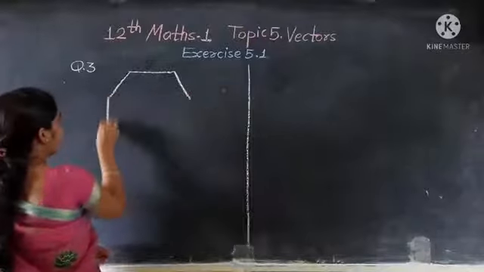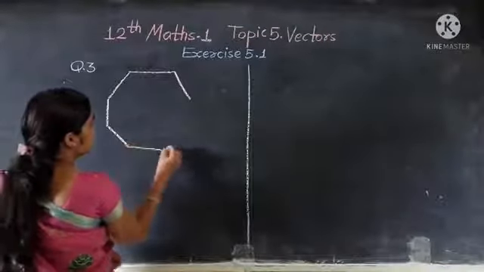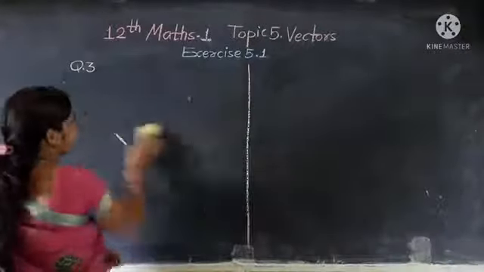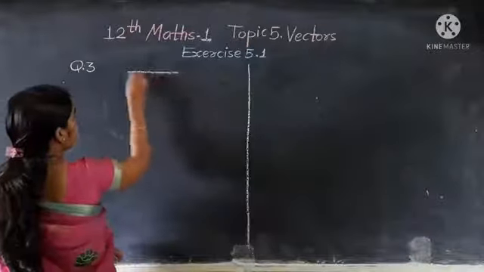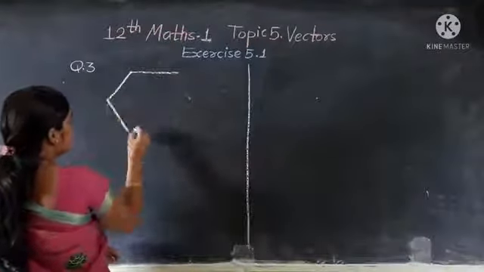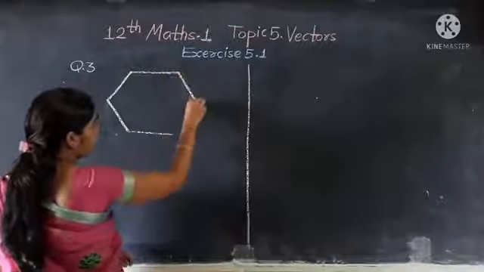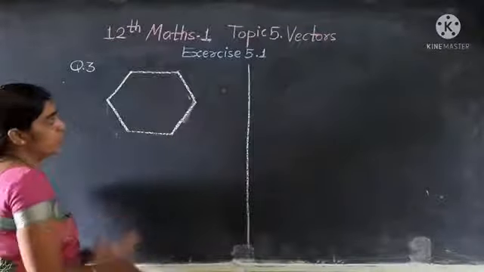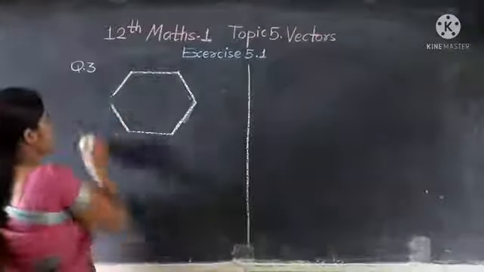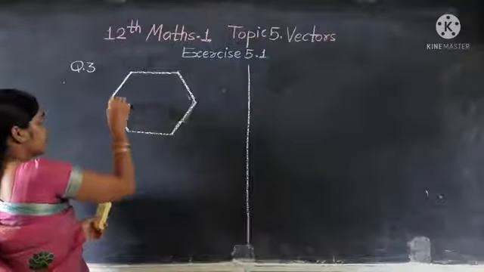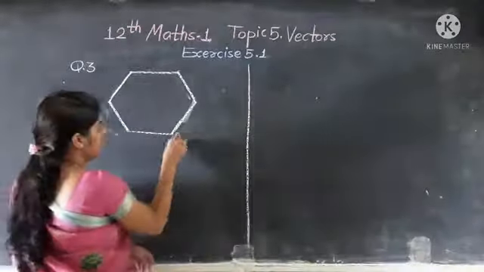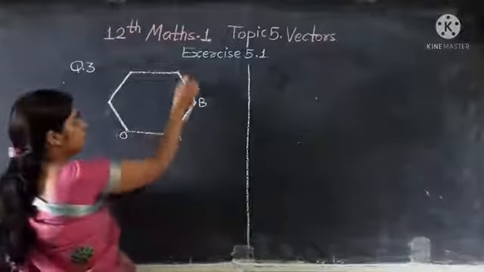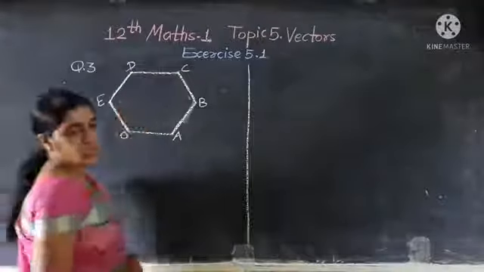Here I draw the diagram. Okay. This is the regular hexagon. Name the regular hexagon as OABCDE. OABCDE is the regular hexagon given.